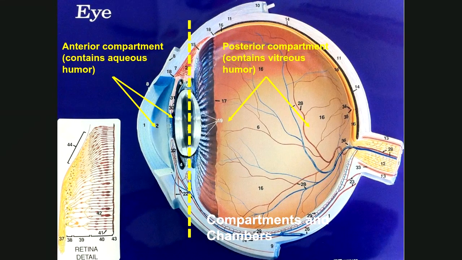And the fluid that's in this front compartment, this anterior compartment, is called aqueous humor. So if you look at aqueous humor, aqueous means watery. So it's very watery. Now, it's not water, but it's watery. It's very, very liquid. But if you look at this one back here, it has something in it called vitreous humor. And vitreous means thick. And so this liquid is like jelly. It's thick, like jelly.